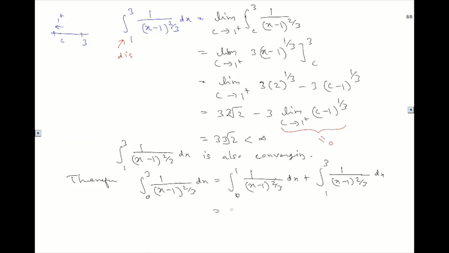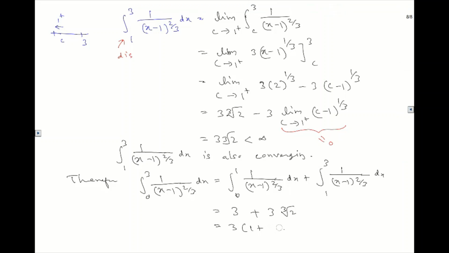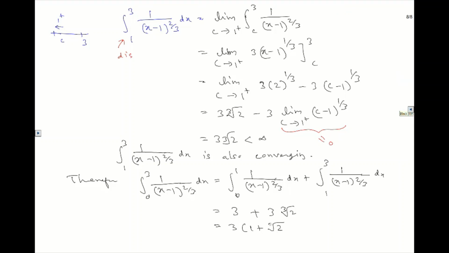So what you get is 3 for the first one, and the second one was 3 times the cube root of 2. If you simplify this, you can take 3 out, 1 plus, no, that's not right. So you're going to get 3 times (1 plus the cube root of 2). Okay, so that's the answer.